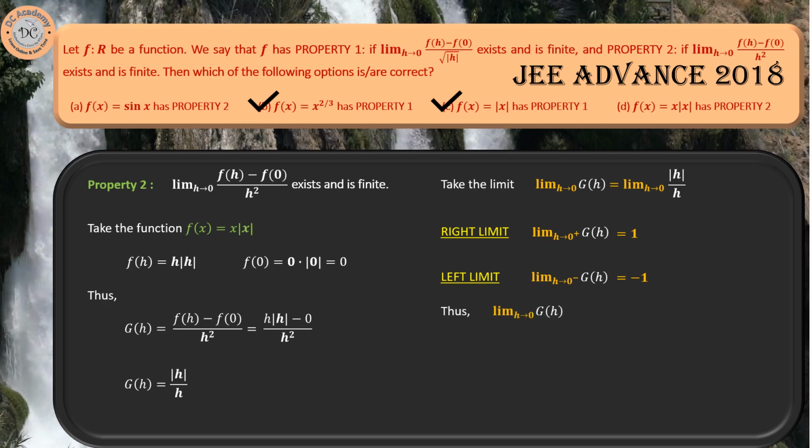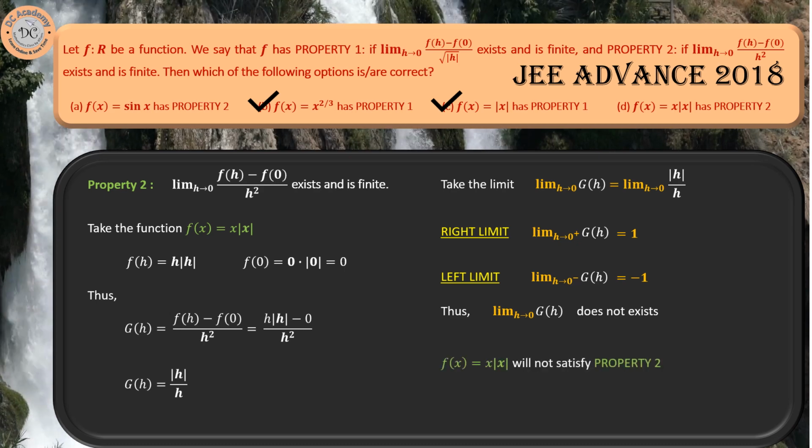As right and left limit are not equal, we conclude that limit h tends to 0 of g(h), that is property number 2, will not be satisfied for the function f(x) equal to x mod x. Hence, this option D is wrong. So for this particular problem, we tested all the options and concluded that options B and C are correct. And that's it.